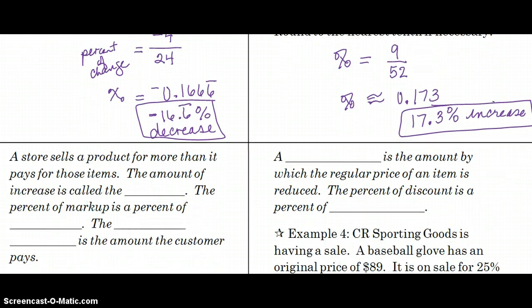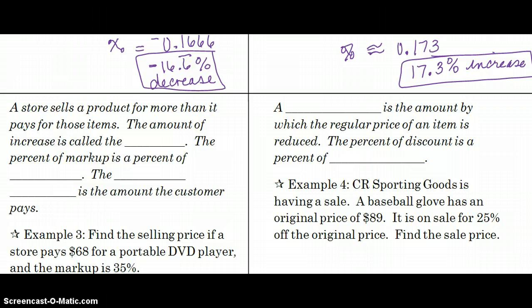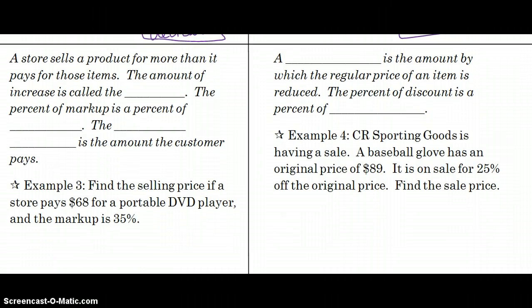Okay. Some more things to think about when we're dealing with percent, as we've talked about in class. It's very real life applicable. A store, when they sell products, never pays as much for them as they're going to ask for them. That's how they make money. This amount of increase is called a markup. The store sells a product for more than it pays for the item, so they mark up the price. The percent of markup is a percent of increase.